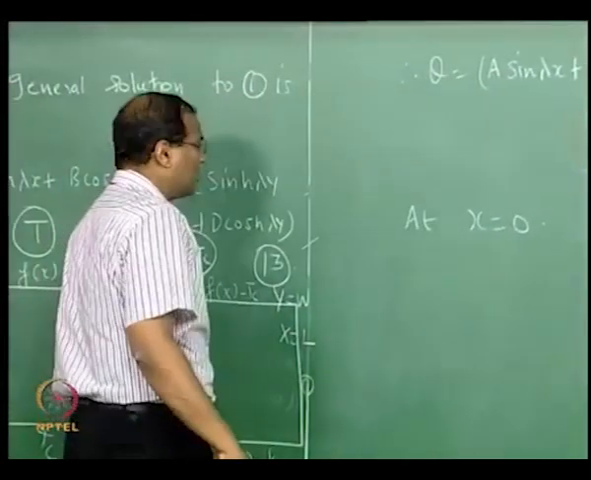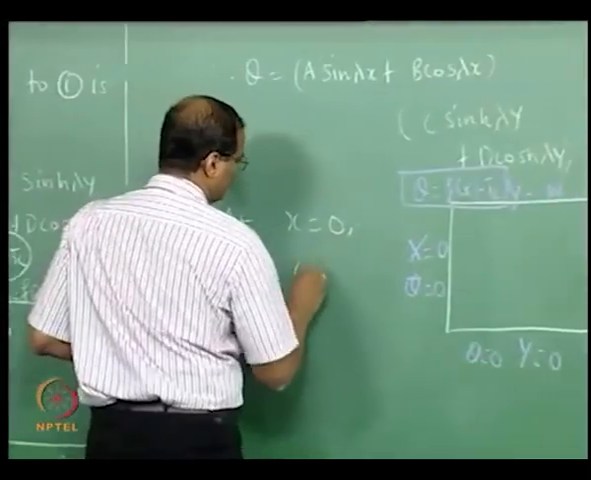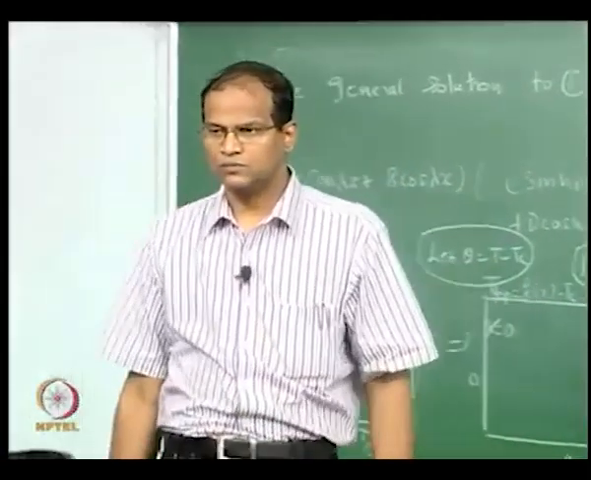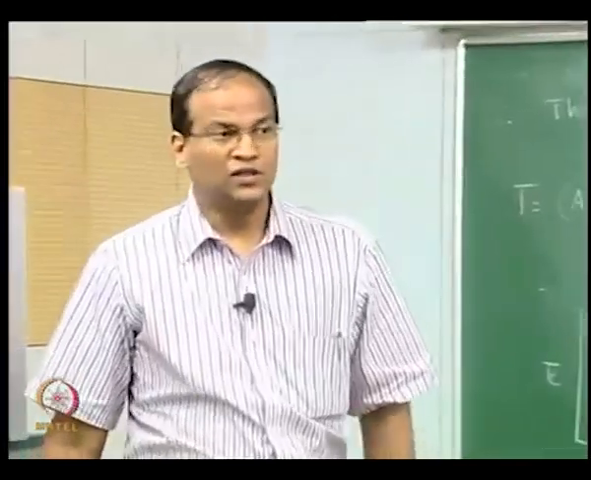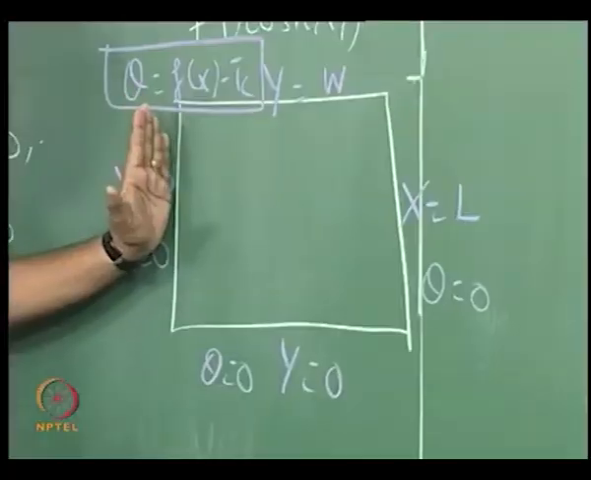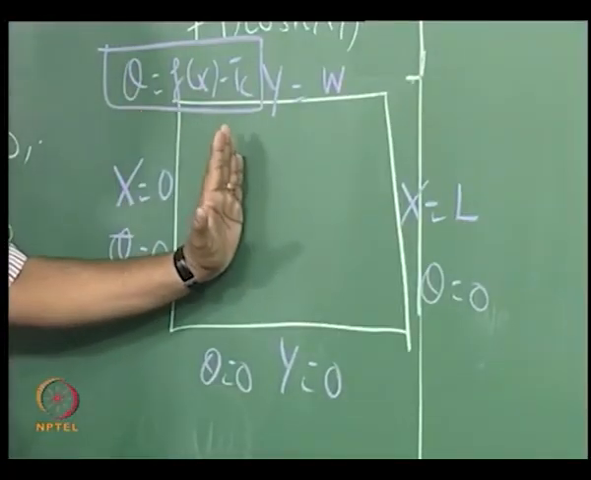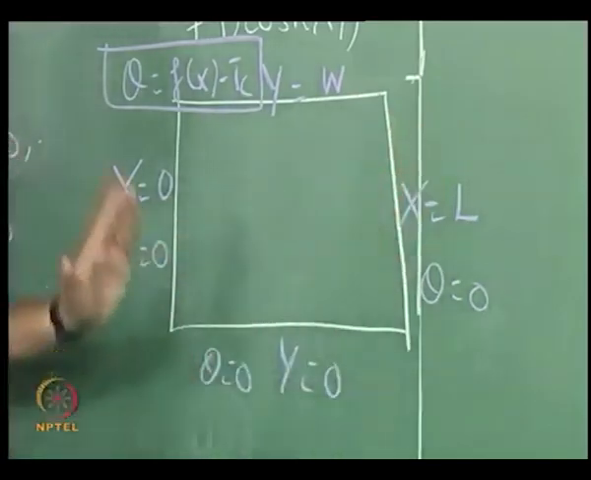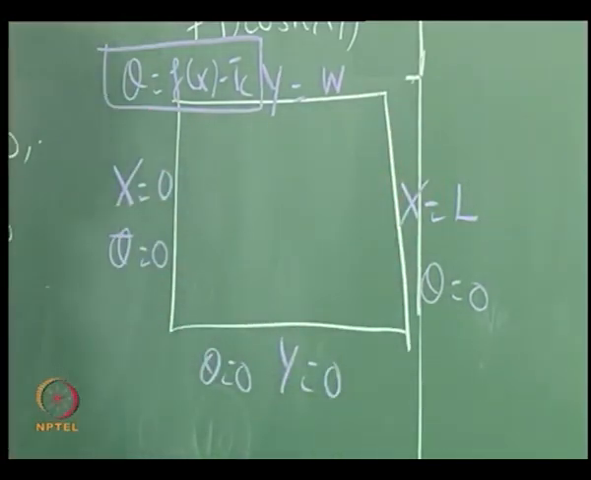At x equal to 0, theta equal to 0. This is for all y, which means everywhere. x equal to 0 is like x equal to 0, x equal to 0.1 L, x equal to 0.3 L, 0.5 L, 0.6, 0.7, x equal to L. x equal to 0 means this vertical line. So at all y this has to be valid.